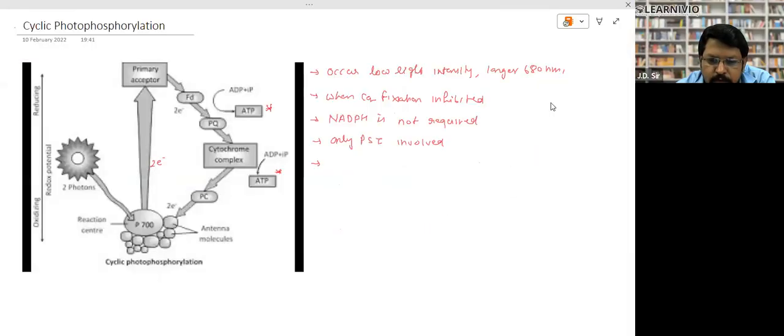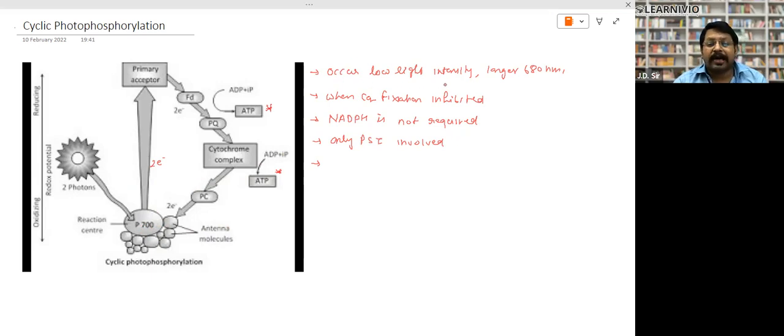Come to cyclic photophosphorylation. In cyclic photophosphorylation, the electron comes back to where it started its journey. The electron starts its journey from P700 and comes back to P700 again, so this is called cyclic. When will cyclic photophosphorylation occur? That was the question and it has been asked, and it is very important.